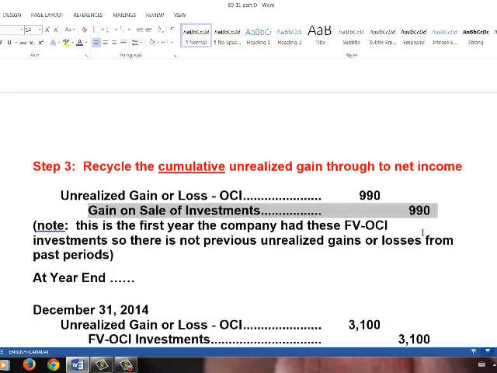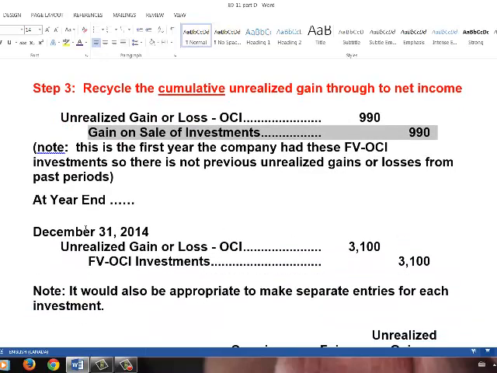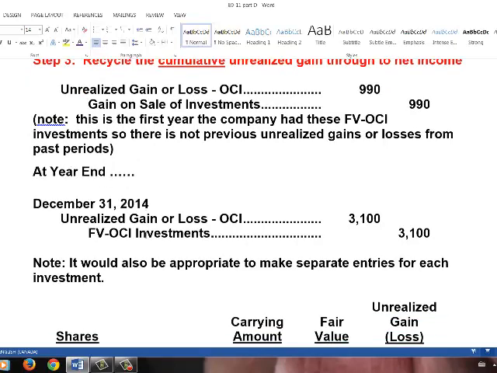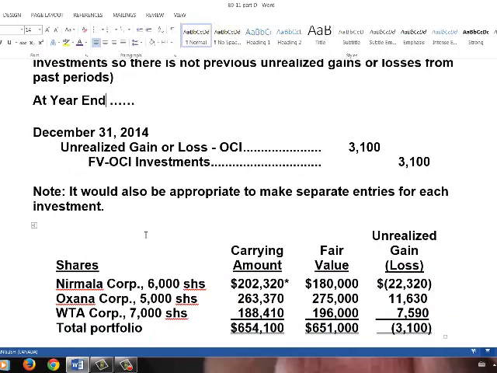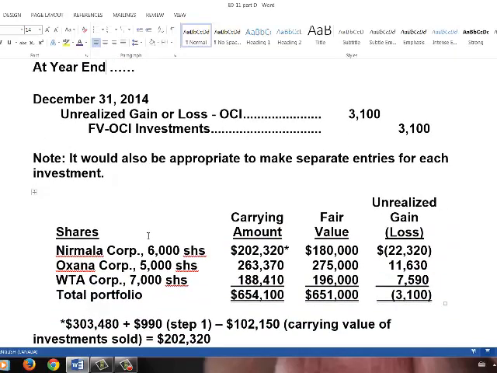Now the question said, what are we going to do at the year end to adjust the portfolio once we've gone all through this stuff? What are we going to do at the year end, December 31st, to adjust the portfolio to its fair value? Well, now what have we got in the portfolio? Now you've got to think. We've only got 6,000 shares in Nirmala. We didn't do anything with the 5,000 Oksana and the 7,000 WTA shares. So the carrying amount there doesn't change.